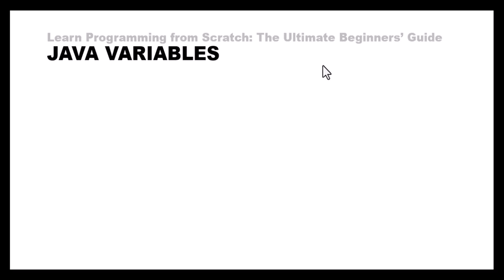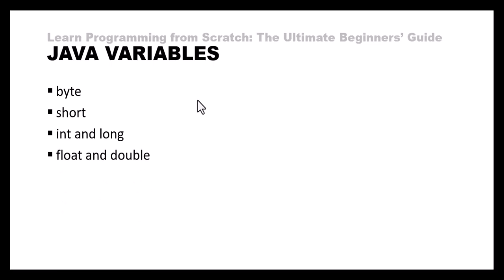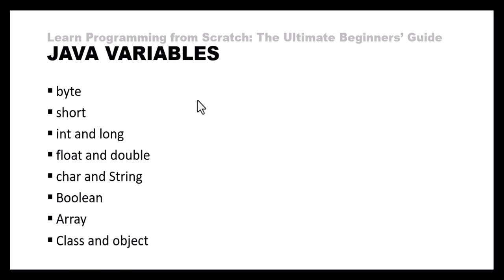So in this video, we're going to be looking at practicals for Java variables. In Java, we're going to look at a short, a byte, an integer and a long, a float and a double, a character and a string, booleans, an array, a class and an object. In Java, we don't have modifiers, so we end on class and object.